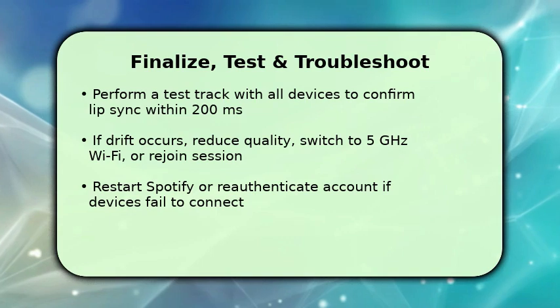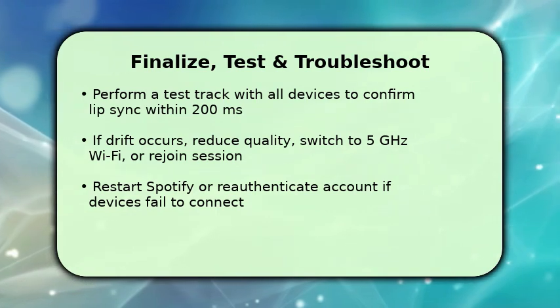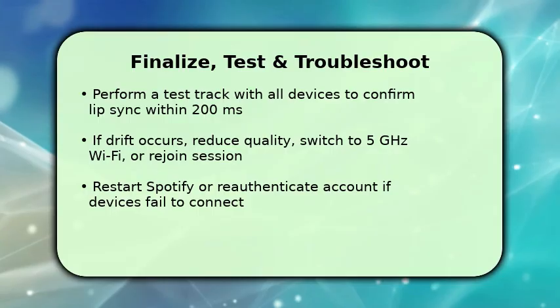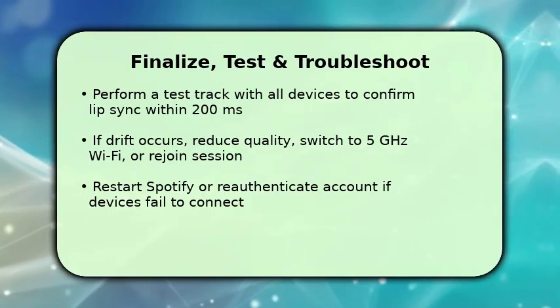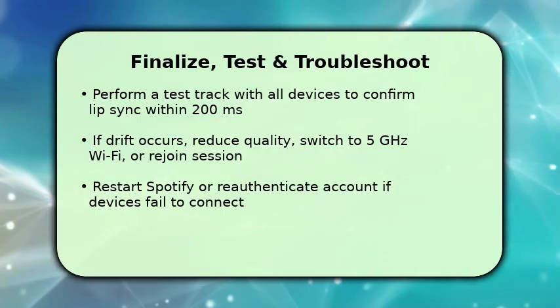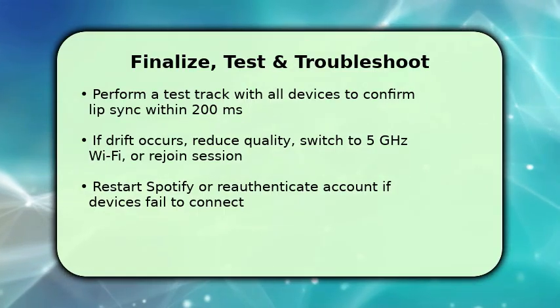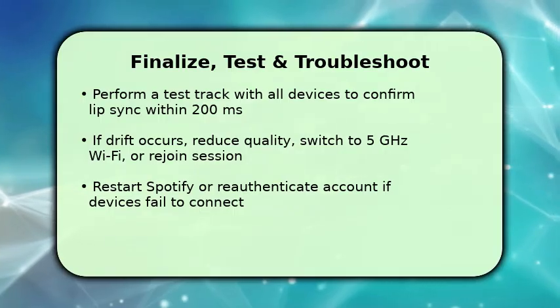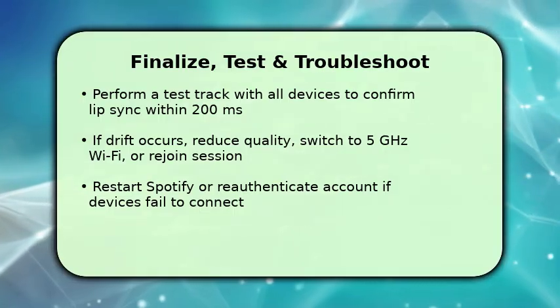Finish by testing. Play a percussive track and verify all listeners are within acceptable sync. Aim for 200 milliseconds or less. If you notice drift, make adjustments. Lower streaming quality, move to a 5 GHz Wi-Fi band, or have participants rejoin the session in sequence to re-establish timing.